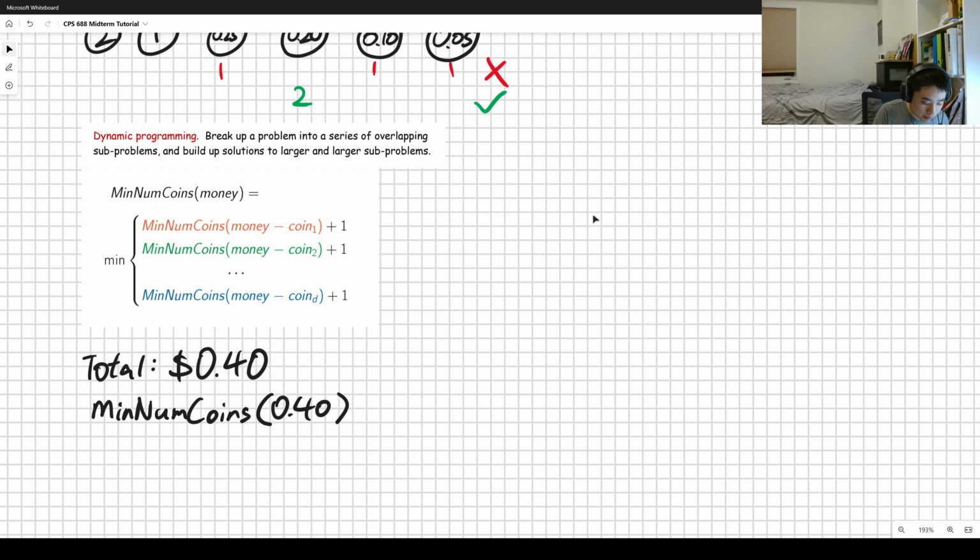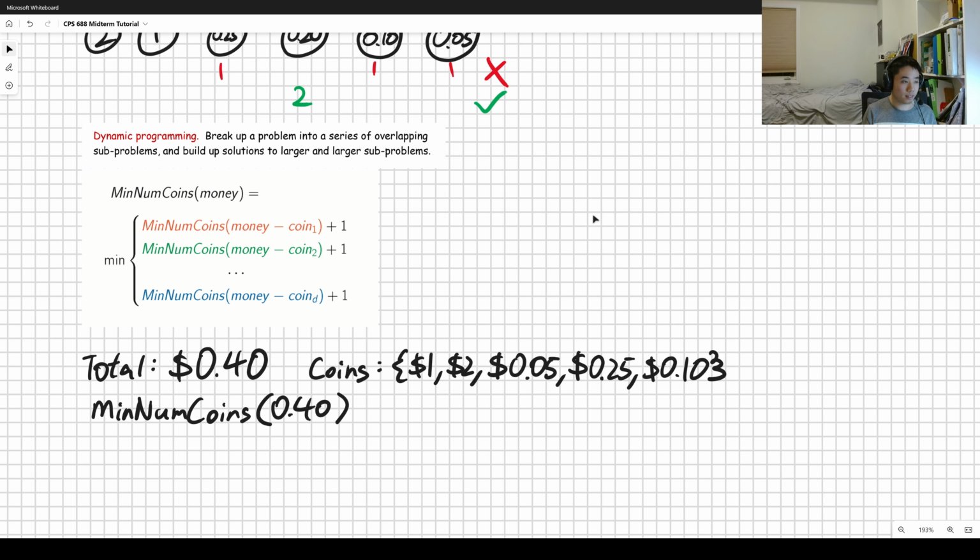And this will actually, so I'm going to write down my coins. And we have 1, 2, 5 cents, a quarter, and a dime. Okay, like this. So I'm going to basically, when we call the minimum number of coins, that would be equal to.